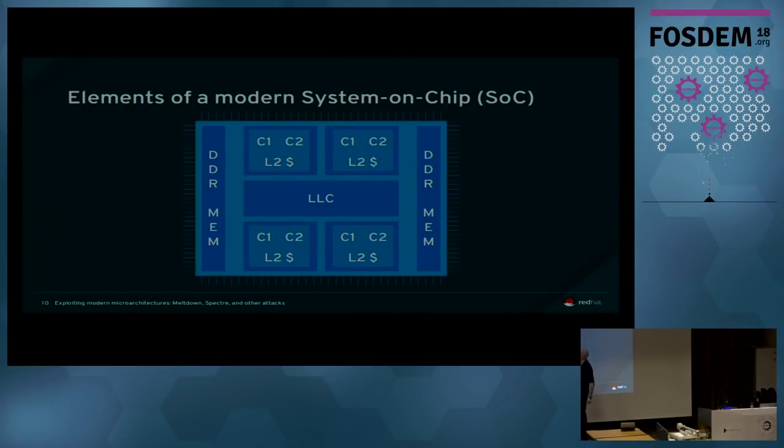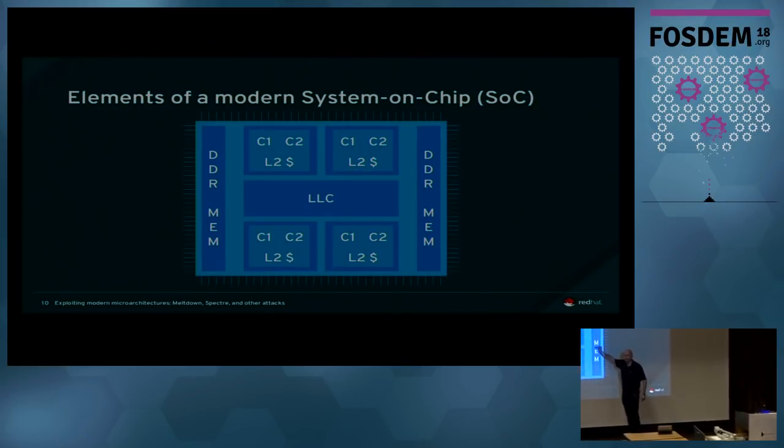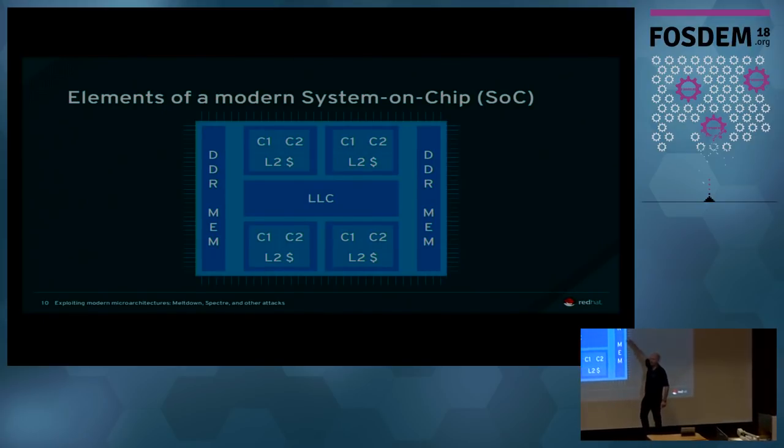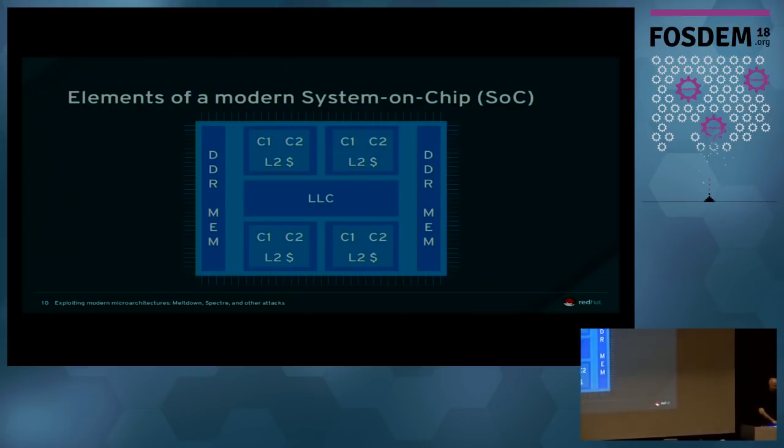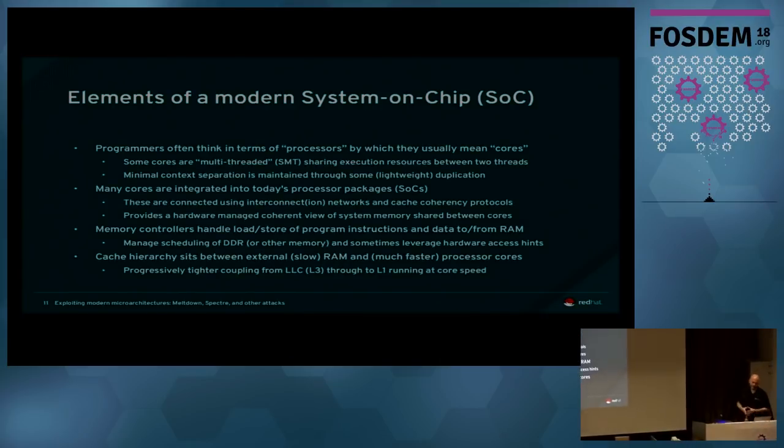So there's a memory interface on each side of my chip, and whenever I want to load something from memory into one of my cores to do some processing, it's going to come in through the external memory interface, and it's going to work its way up through levels of cache. We're going to talk more about that in a minute. But just have this picture in your head, and we'll talk a bit more. So programmers think of processors, but they really mean cores. We have these systems formed from many different pieces, and they all have to work together.